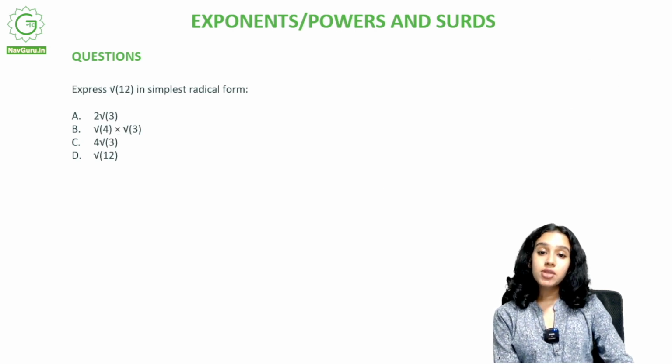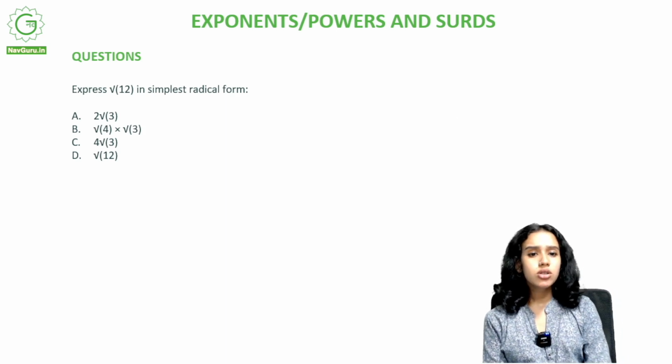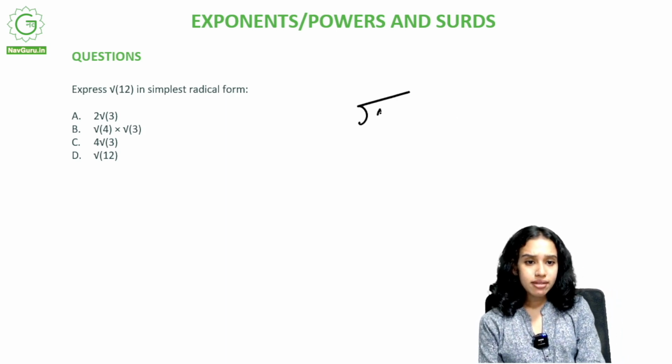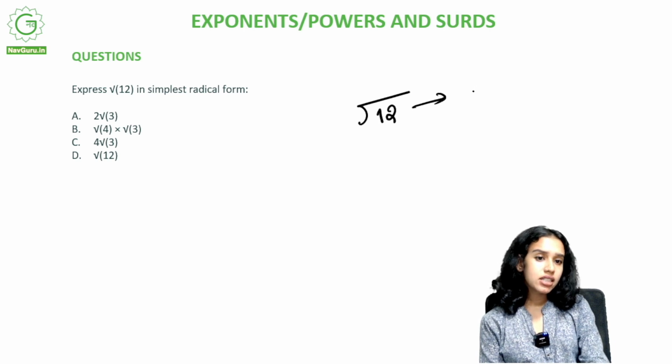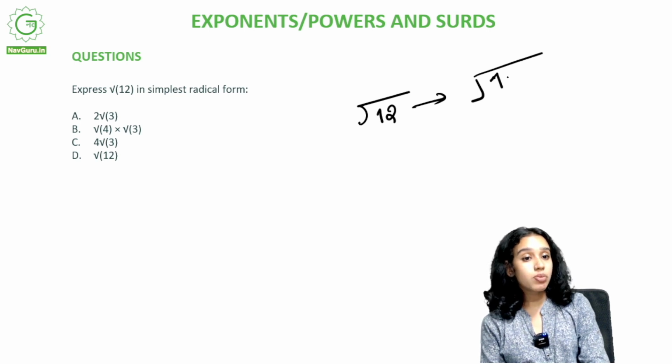Now express root 12 in the simplest radical form. So root 12. How can we write this? It could be written as, okay, what are the different ways that we could write 12 as a product?